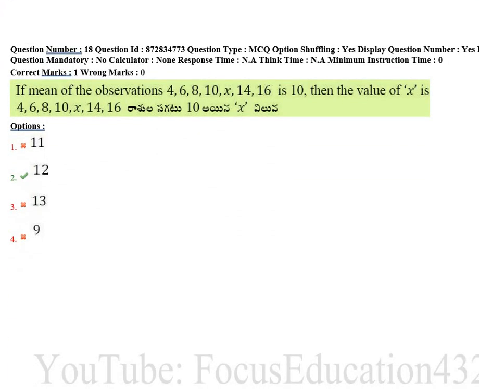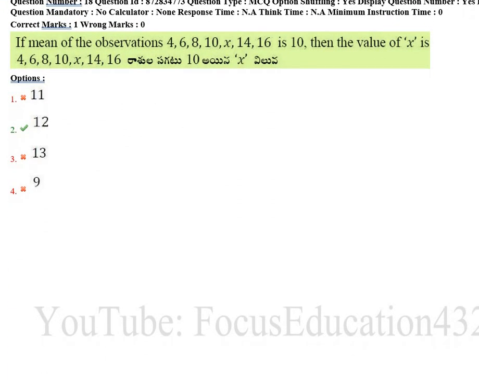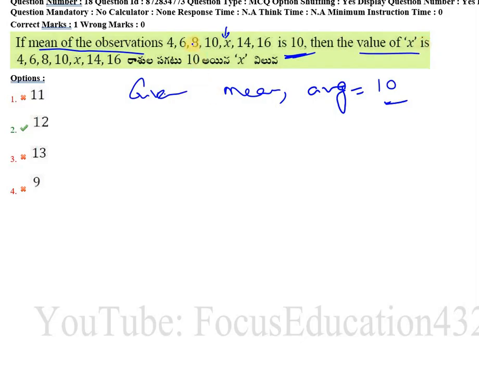Now question number 18. If the mean, statistics, if the mean of the observations, these are the observations given, is 10. Mean is how much? 10. Given. What is given to us? Mean. Mean means what? Average. How much? 10 is given, of these observations. One of the observations is X. We have to find the value of X.